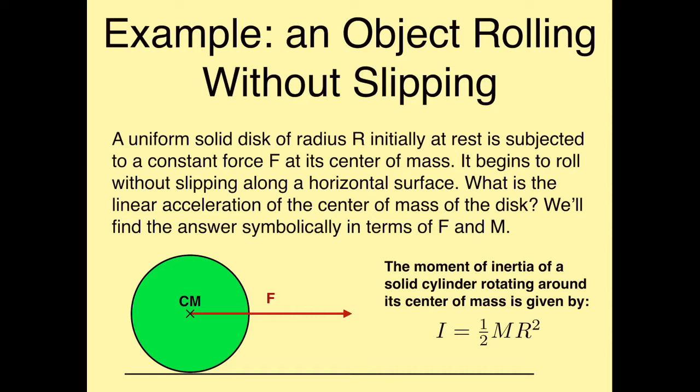So what we're going to do here is find the answer symbolically in terms of F and m, which is the mass of the disk. So in order to do this, something that's going to come into play is the moment of inertia of a solid cylinder, a solid disk, which is given by I equals 1/2 mr squared. That's the moment of inertia of a solid cylinder that's rotating around its center of mass. Okay, so let's work this one out.